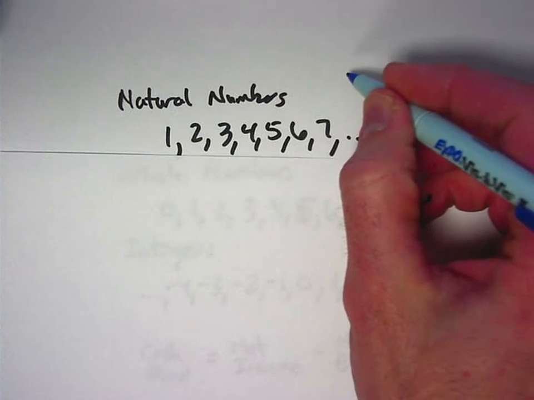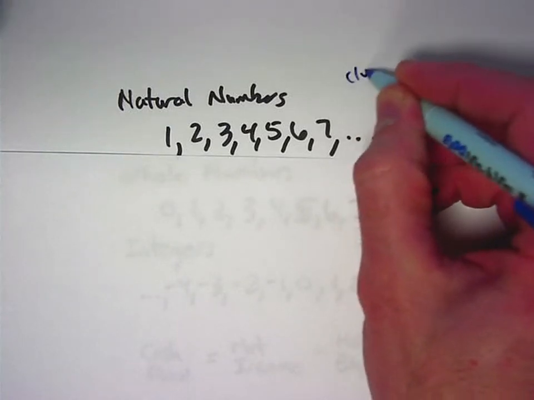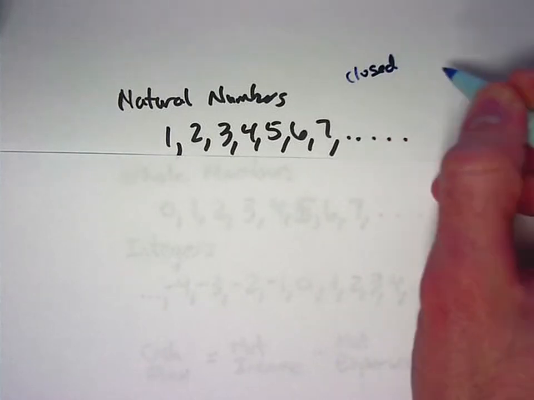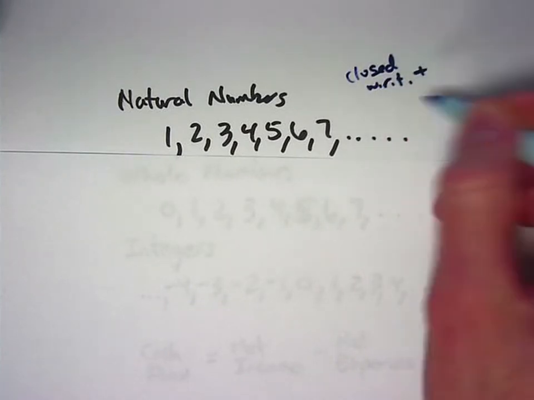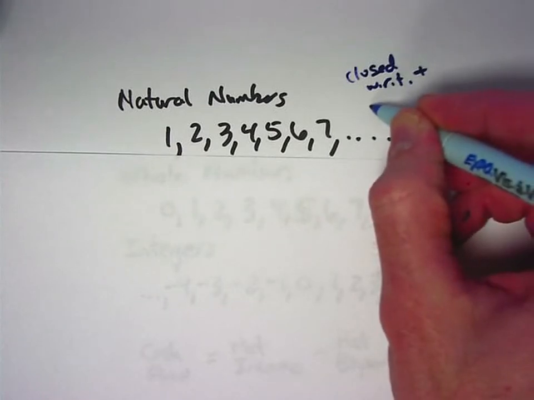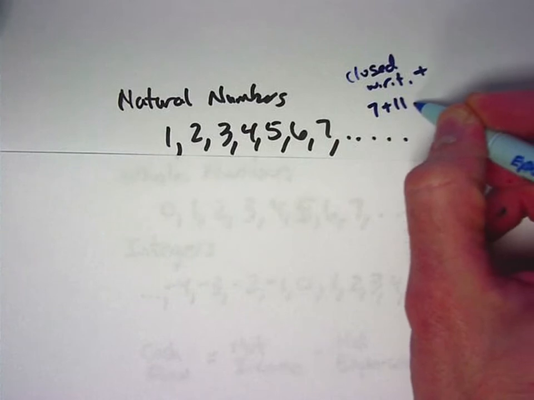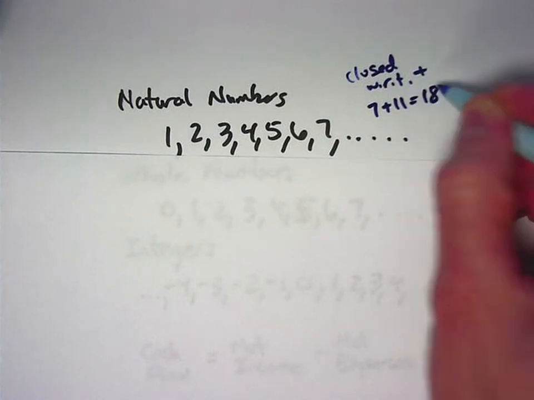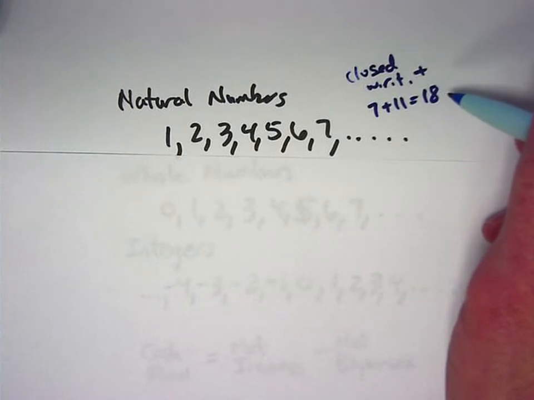One property I mentioned in the last video is that natural numbers are closed with respect to addition. That means if I add any two natural numbers, 7 plus 11, I will get another natural number, 18. I'm not going to get a non-natural number like 17.5 or something like that. I also won't get a negative number or 0.